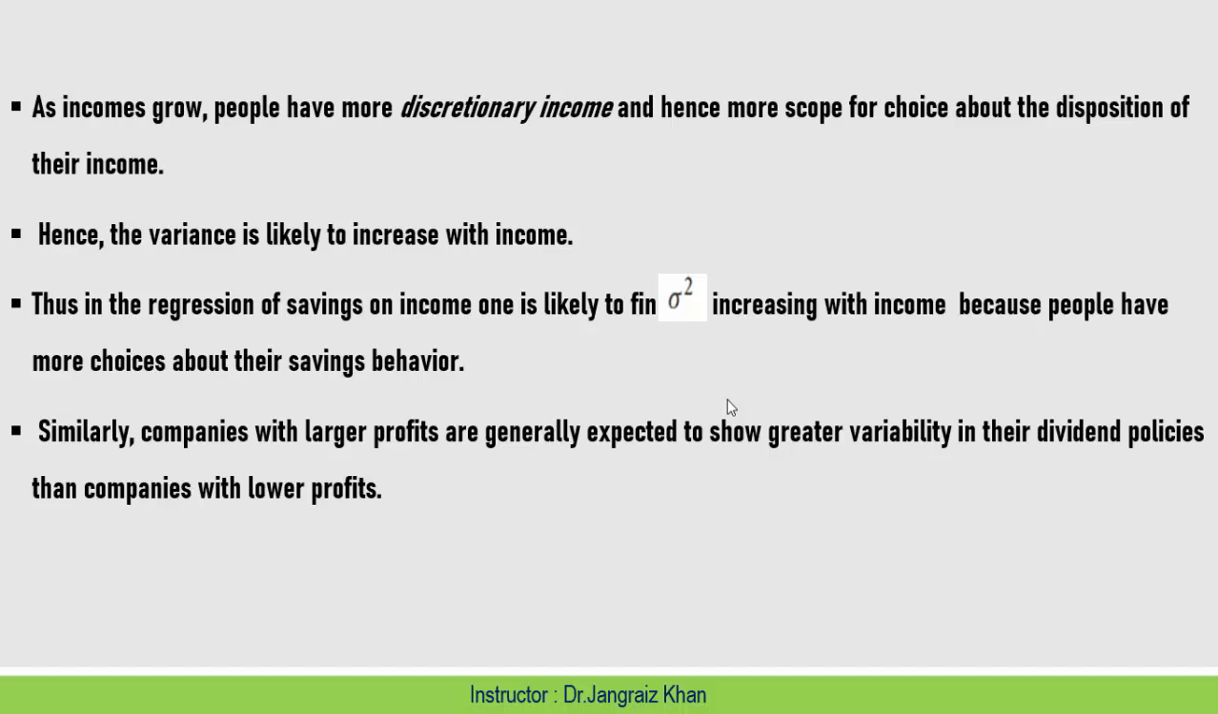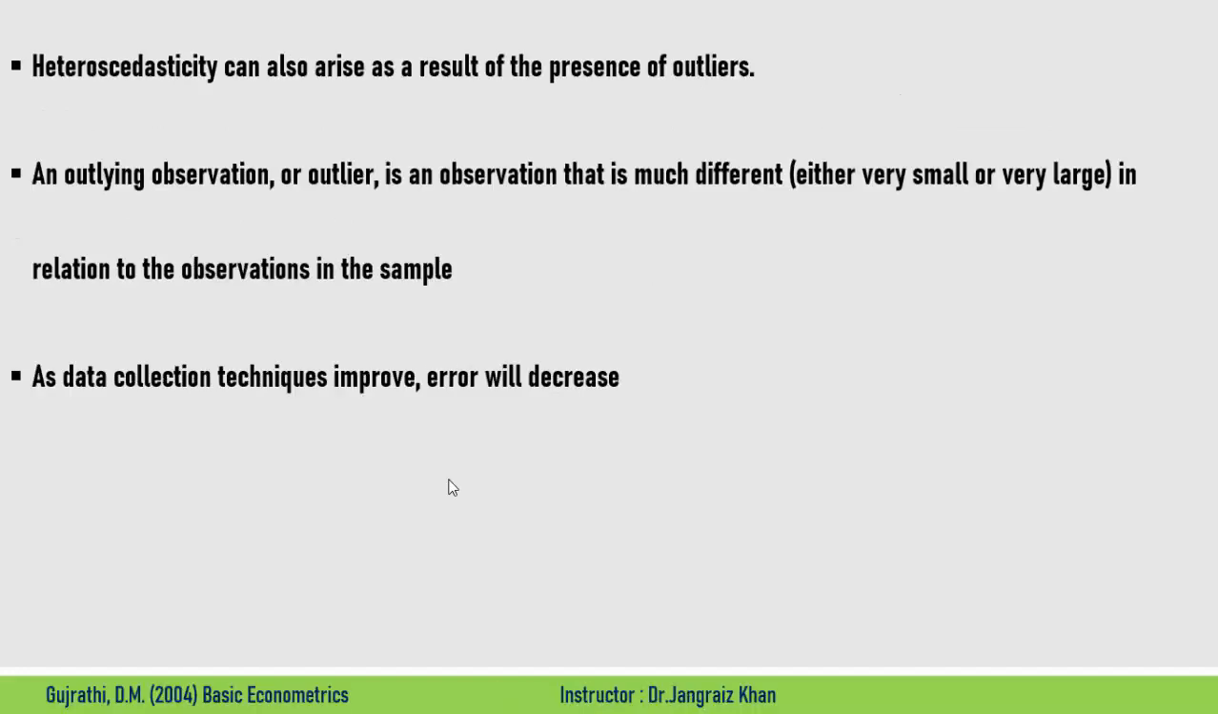Similarly, as income grows, people have more discretionary income, hence more scope for choice about the disposition of their income. Hence, the variance is likely to increase with income. Thus, in the regression of saving on income, one is likely to find sigma square increasing with income because people have more choices about their saving behavior. Similarly, companies with larger profits are generally expected to show greater variability in their dividend policies than companies with lower profit.